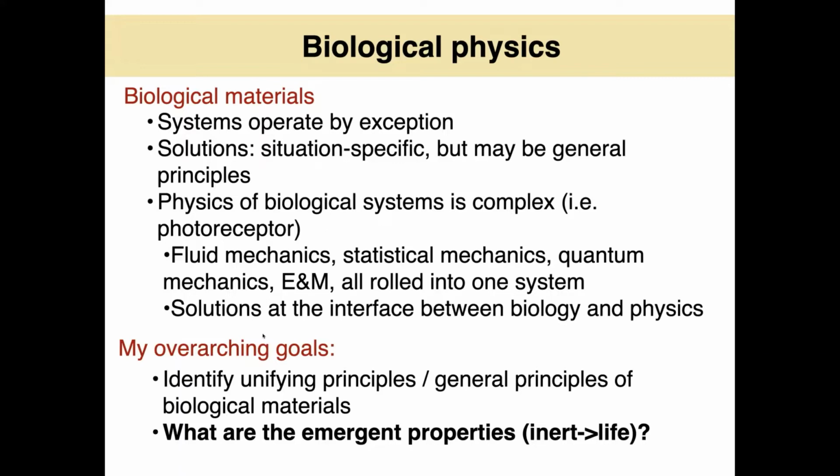The overarching goals in my lab are really to identify general principles. So what can we find? We have all these systems that operate by exception. Can we find any unifying principles that allow us to generalize how you give rise to life? Basically, what we're trying to find out is what are emergent properties? How do you go from an inert material to something that gives rise to life?